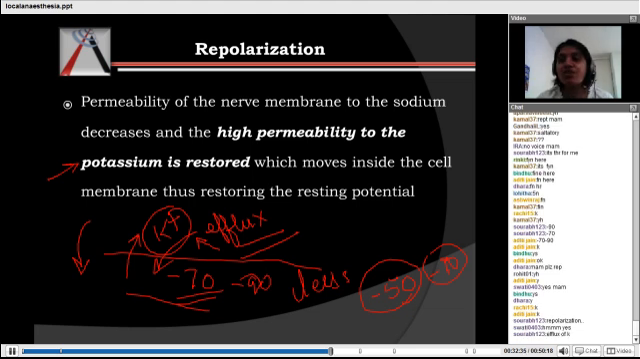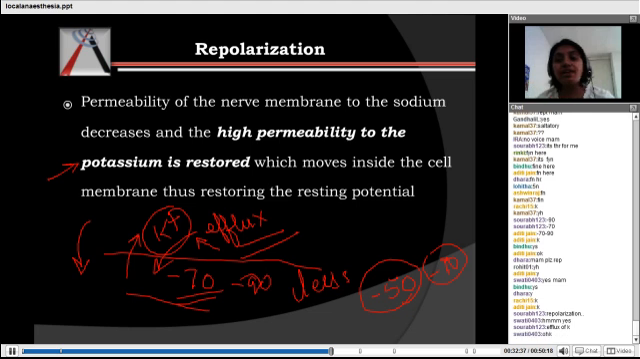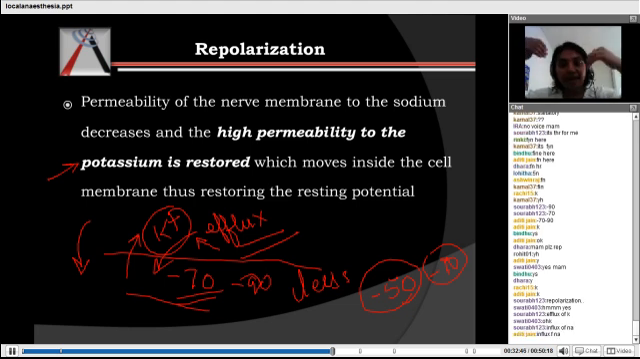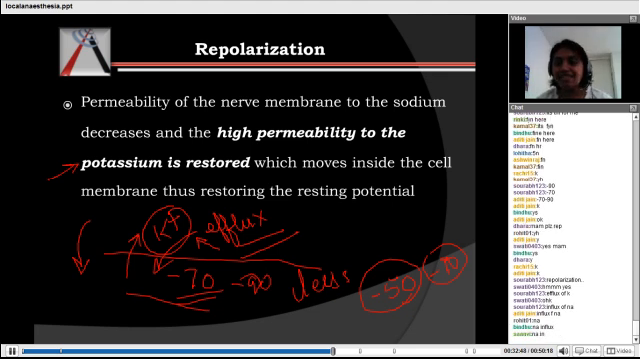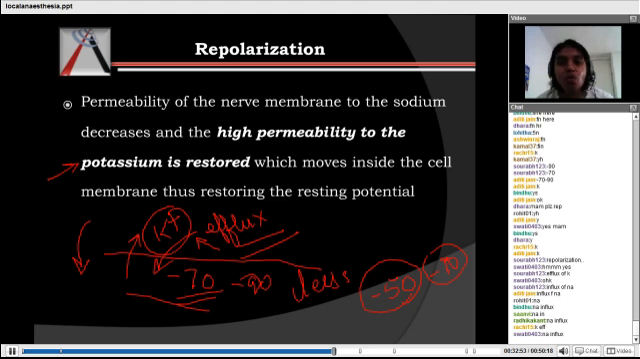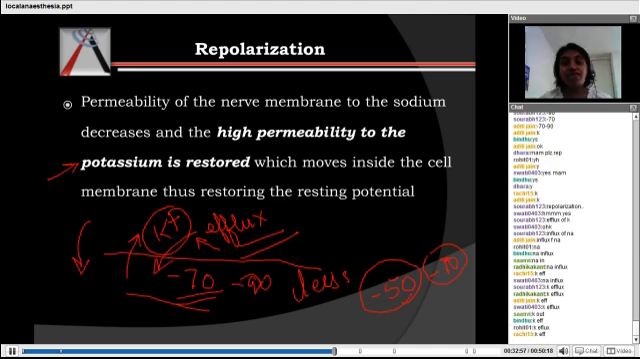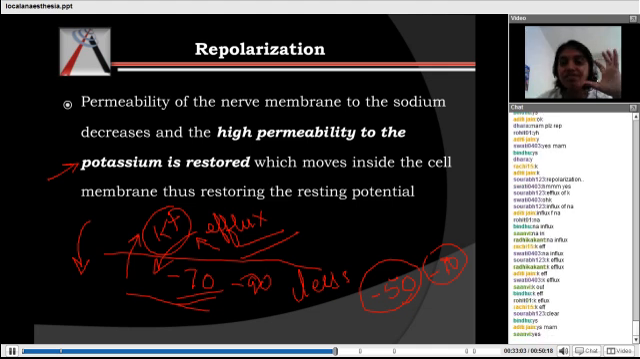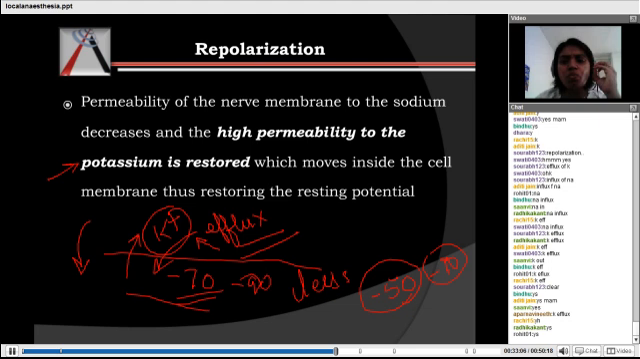Okay, so if I ask you what causes depolarization, it is the sodium influx. Yes. And what causes repolarization? What causes repolarization is potassium efflux. Now this part is clear with you all. Okay. Now if this is clear, now think about one more thing.